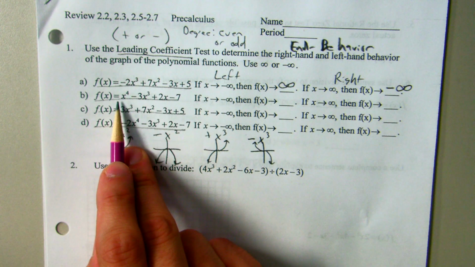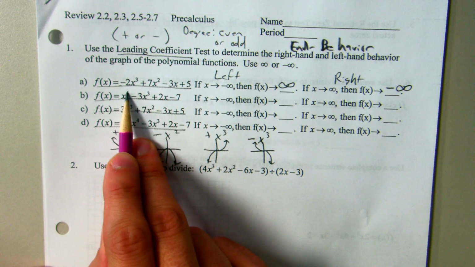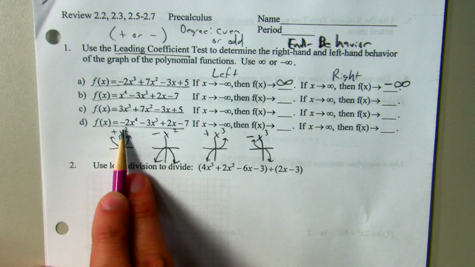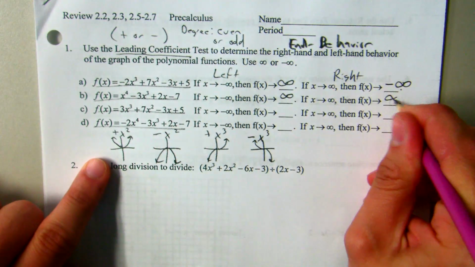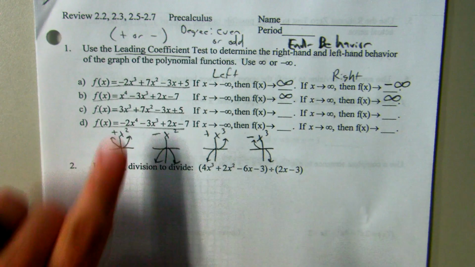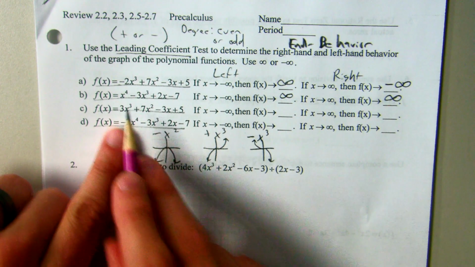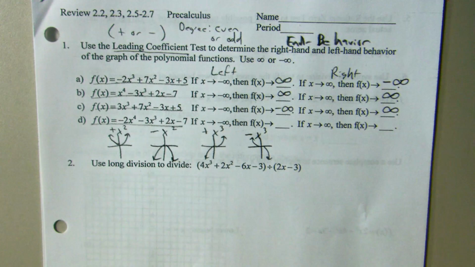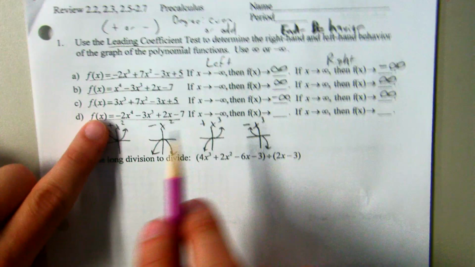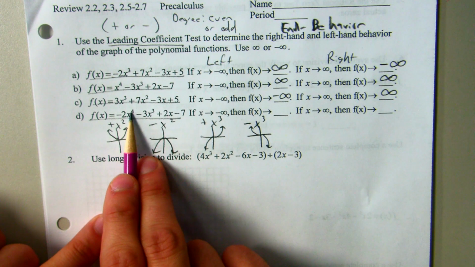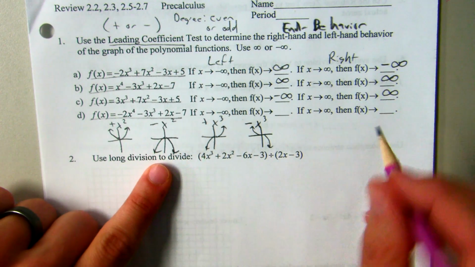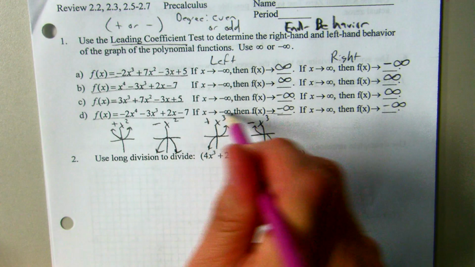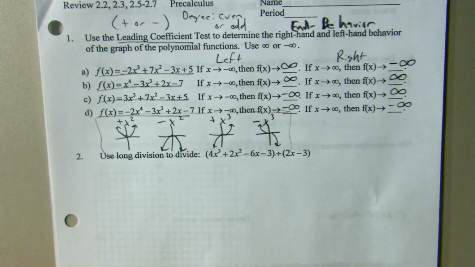B has a positive leading coefficient and an even degree. So it would have the same end behavior as positive x squared, because it also has a positive leading coefficient and an even degree. So both up. C, positive leading coefficient, odd degree, just like positive x cubed, goes down to the left, up to the right. And negative leading coefficient, even degree, just like negative x squared, goes down to the left and down to the right.